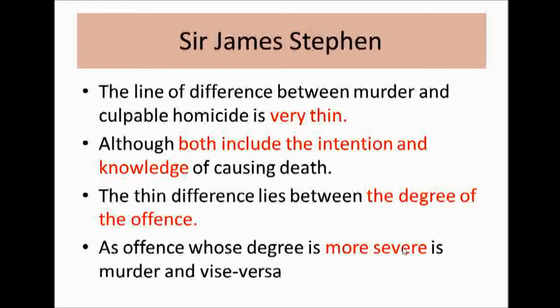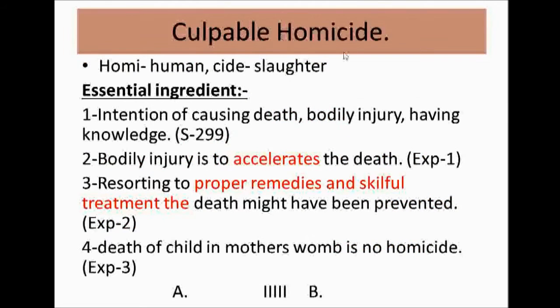So let us first understand these two terms, and then we will discuss the basic differences between murder and culpable homicide. First of all, culpable homicide. Homi means humans and cide means slaughter. So basically the term is manslaughter, that means culpable homicide.